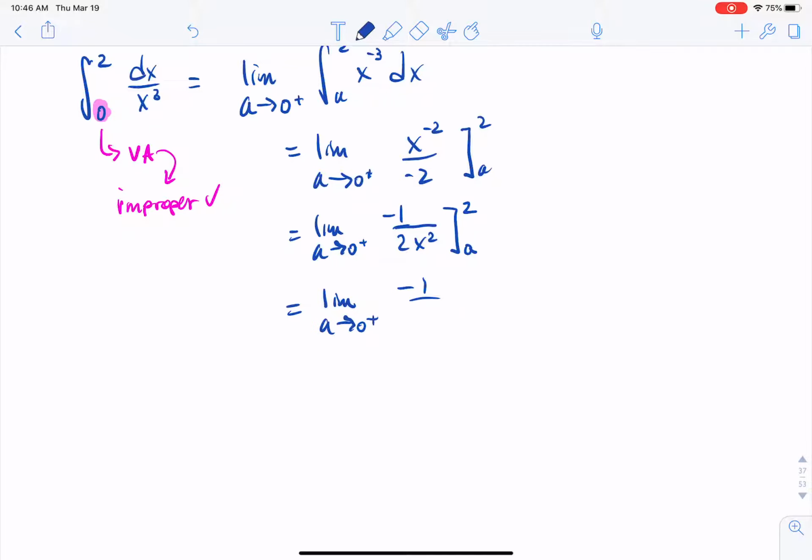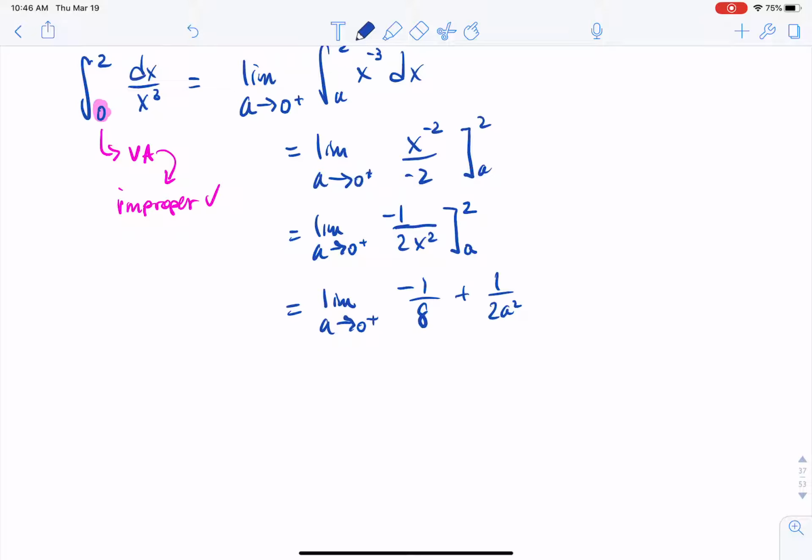Negative 1 over 2 squared. 2 squared is 4, times 2 is 8, so negative an eighth. And then minus a negative, which makes it plus, and we would have 1 over 2a squared. Okay, now we can do the limit.